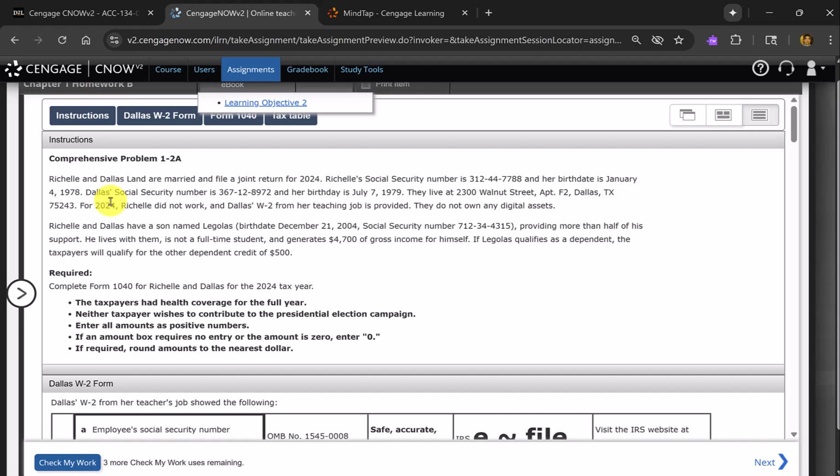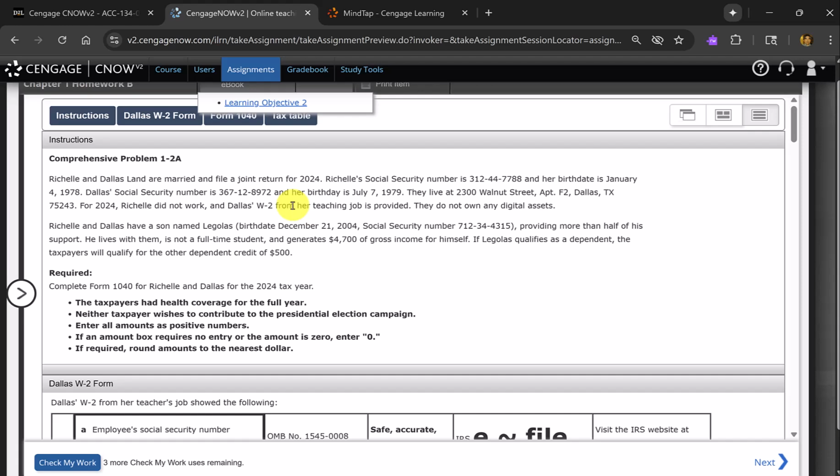We have Richelle and Dallas. They're going to be married filing jointly. Remember, that's a filing status, joint return. And we're given both of their social security numbers and birth dates. You would always confirm initially with a taxpayer, if you don't know the spelling of their name, the actual social security number by looking at their social security card or some document generated by the Social Security Administration.